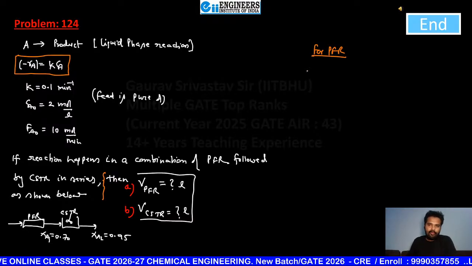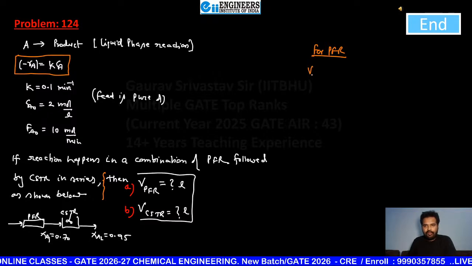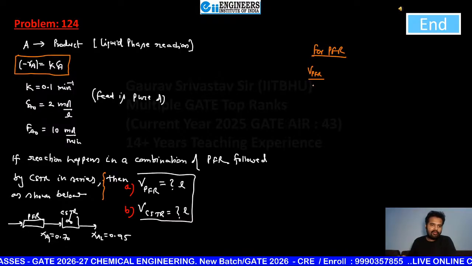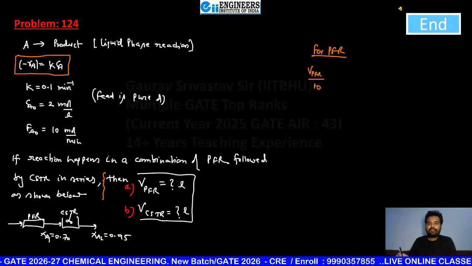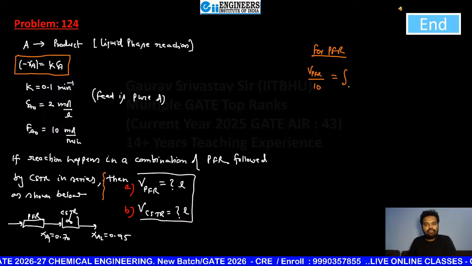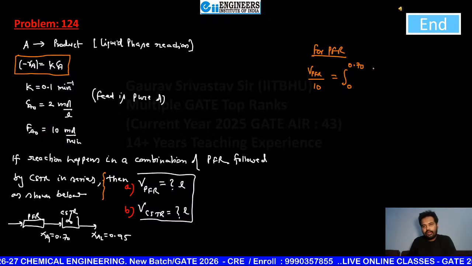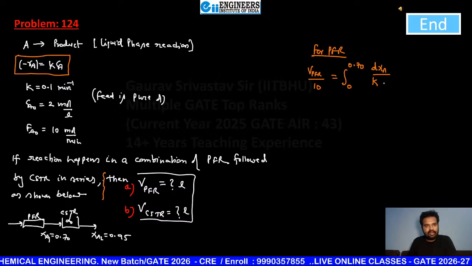So for PFR you can solve V PFR upon FA naught. What is the value of FA naught? It's 10. And that equals the integral from 0 to XA1. What is the value of XA1? It's 0.70. dXA upon minus RA. And minus RA is K CA, and K CA can be written as K CA naught (1 minus XA).